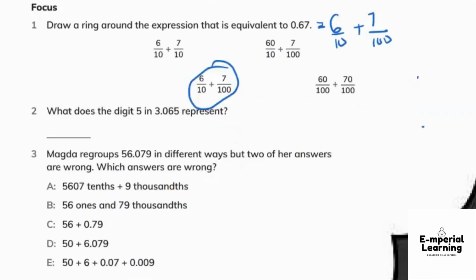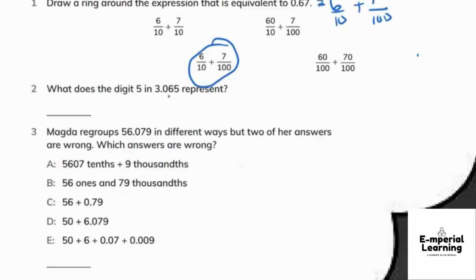Question 2 says, what does the digit 5 in 3.065 represent? In other words, what's the place value of the digit 5 in 3.065? And that is, 5 is in the thousandths, with the THS at the end, please.